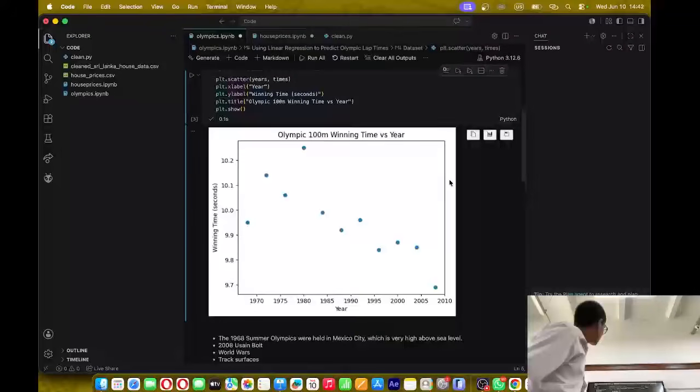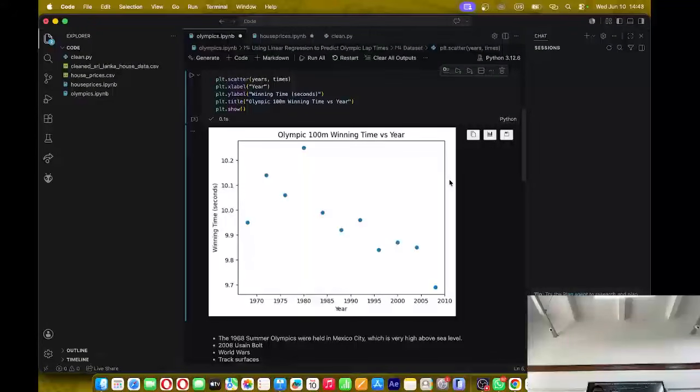Can you see a pattern here? It looks like a line, right? A little bit of a line. So why is it going down? Yeah, because the years are getting more. This is the top speed for the 100-meter race in every year.